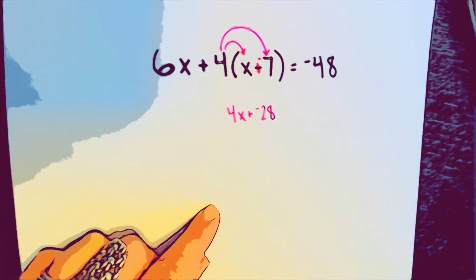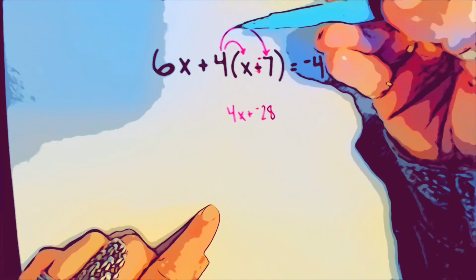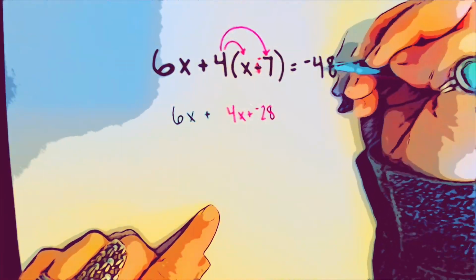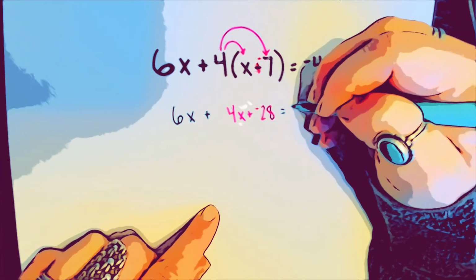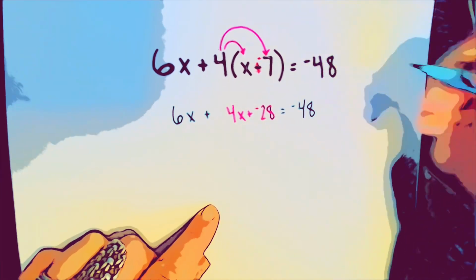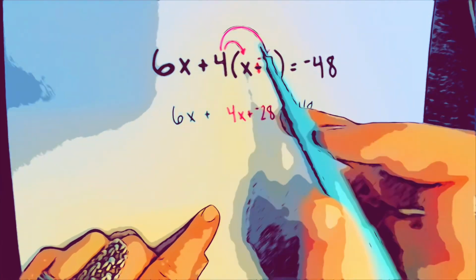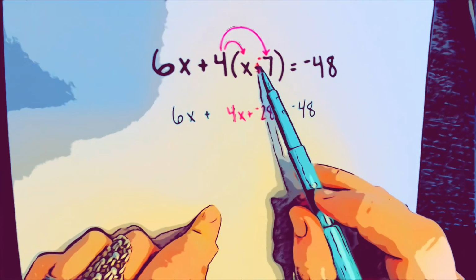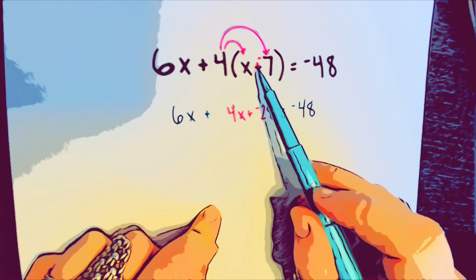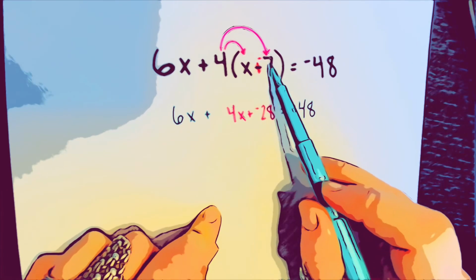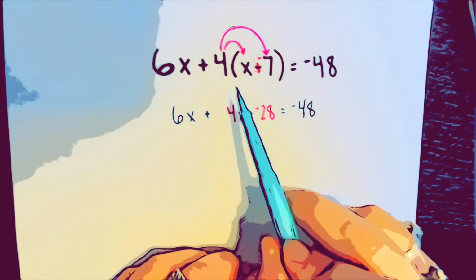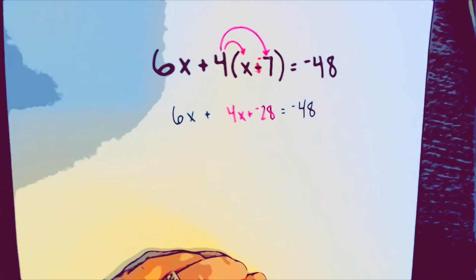Okay, now I'm going to bring down everything else that is remaining up here. I'm going to bring down my 6x. I'm going to bring down my plus sign, and I'm going to bring down my equals -48. So you see what we did there? We started right here, right in the middle. We had some distributing that we needed to do. We turned subtraction into an addition question, made sure that we didn't confuse which numbers were positive and negative. So we did this section first, and we bring everything else down.